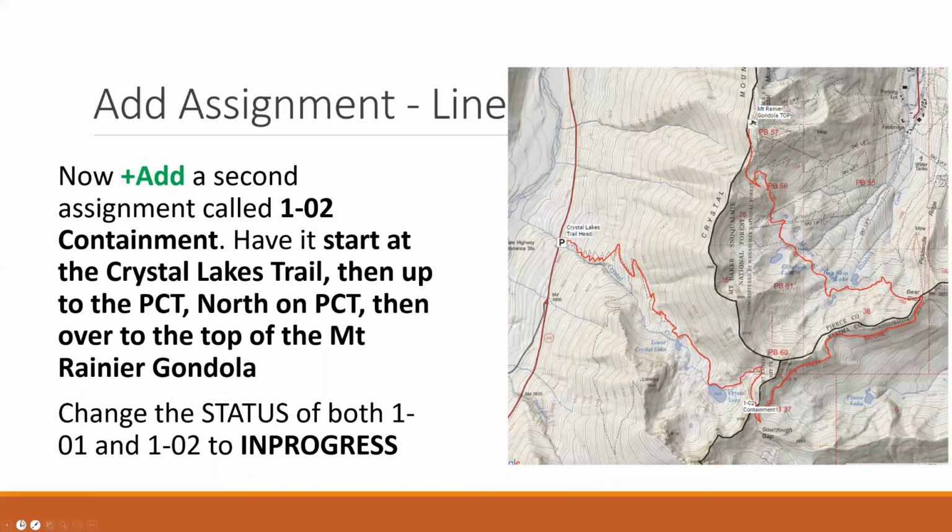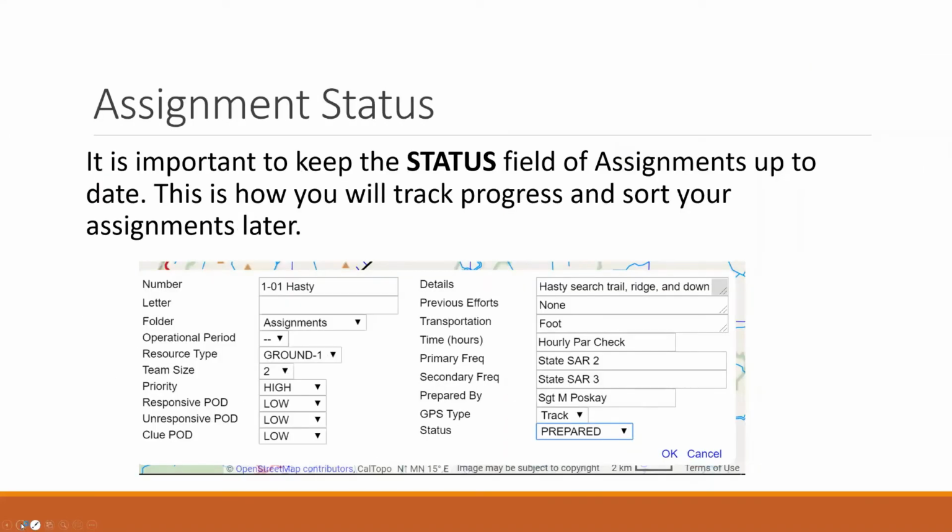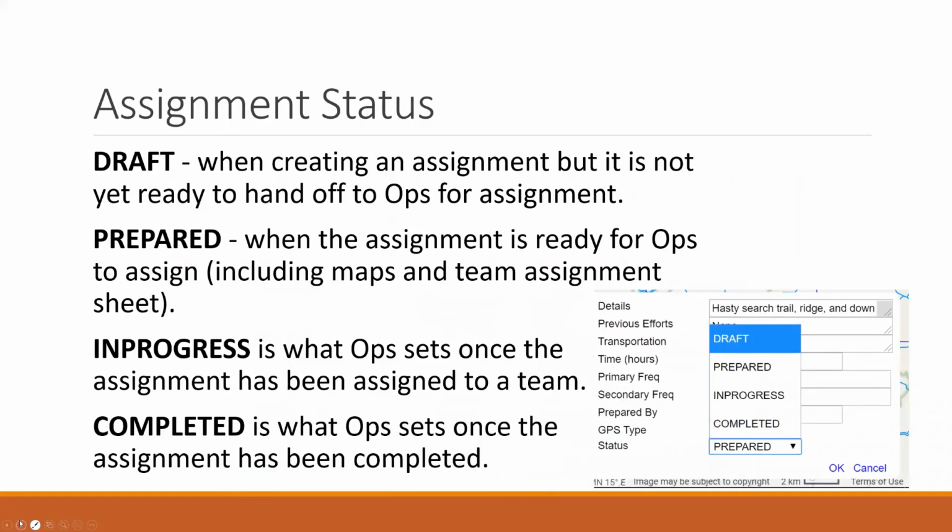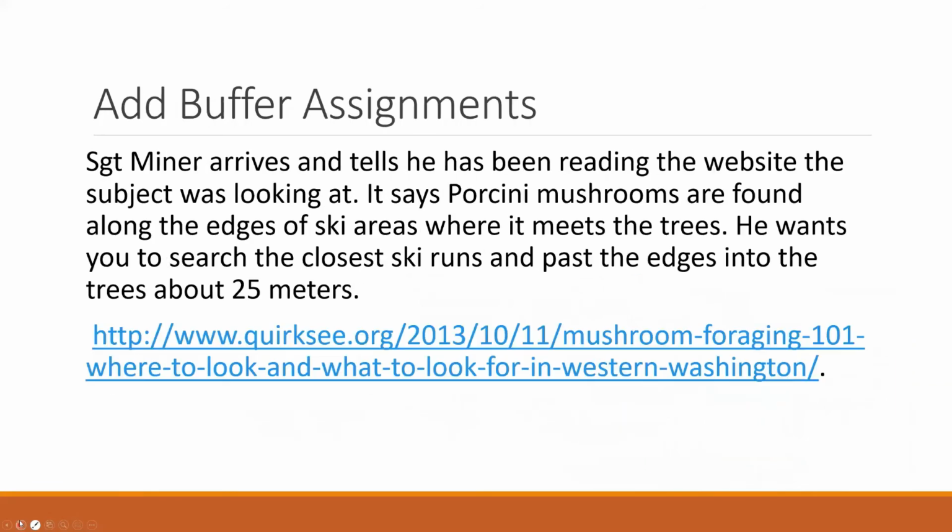So we'll skip the second line. You can assign statuses. There's draft, prepared, in progress, and then completed, I think. That way people in command know when something is in draft, so don't mess with it. Prepared means it could be assigned. In progress means ops now had it and already assigned somebody out, and completed means it's all done.